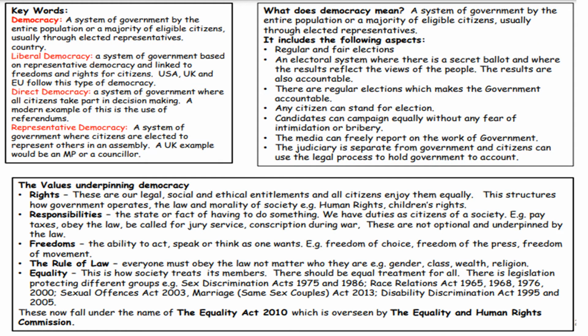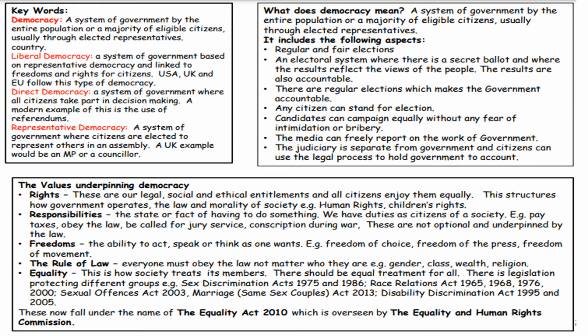So we'll start with democracy because democracy is the overriding factor in each of the units. So democracy is a system of government by the entire population or a majority of eligible citizens, usually through elected representatives. It basically means that you have got freedoms. It means that people are in power. So we live in a democracy, and there's lots of things we can do in a democracy that you can't in a non-democratic country, such as the dictatorship, somewhere like North Korea. So we enjoy a lot of freedoms.